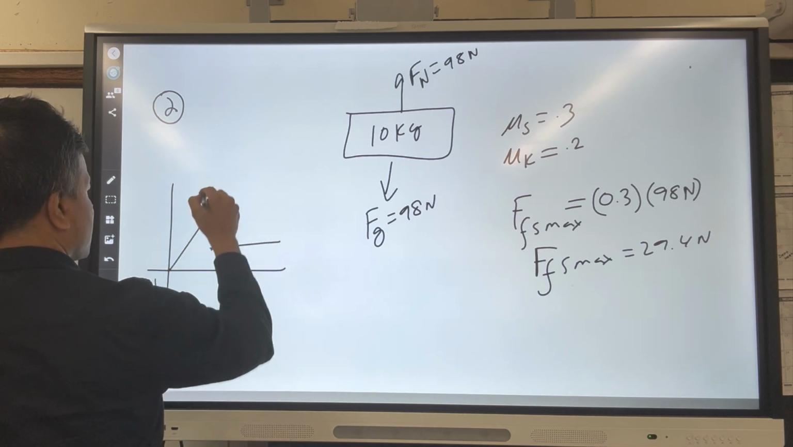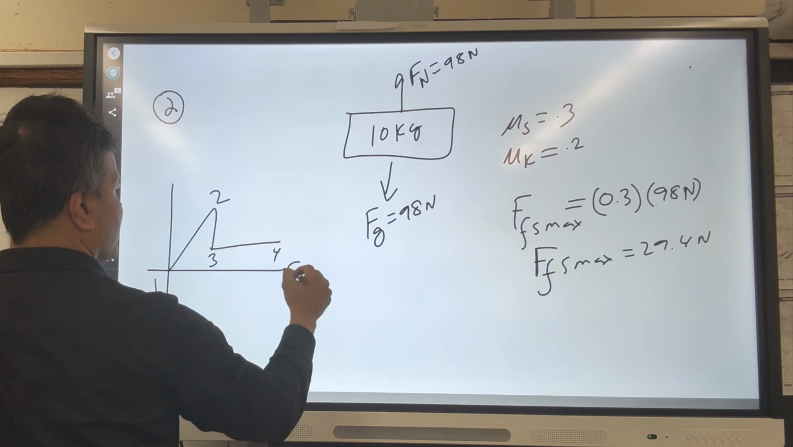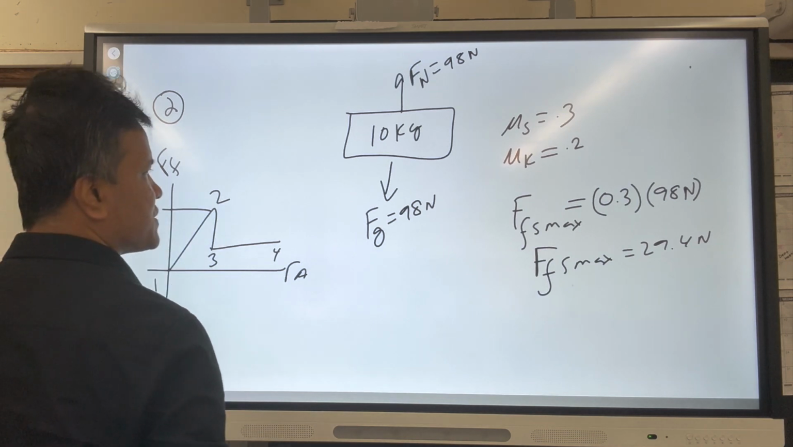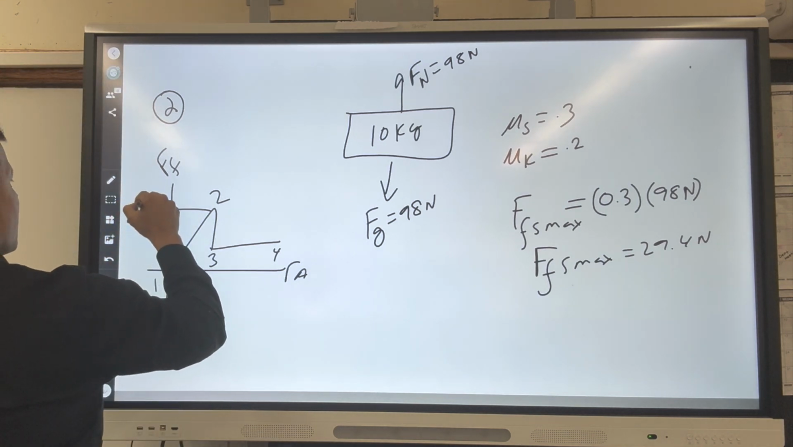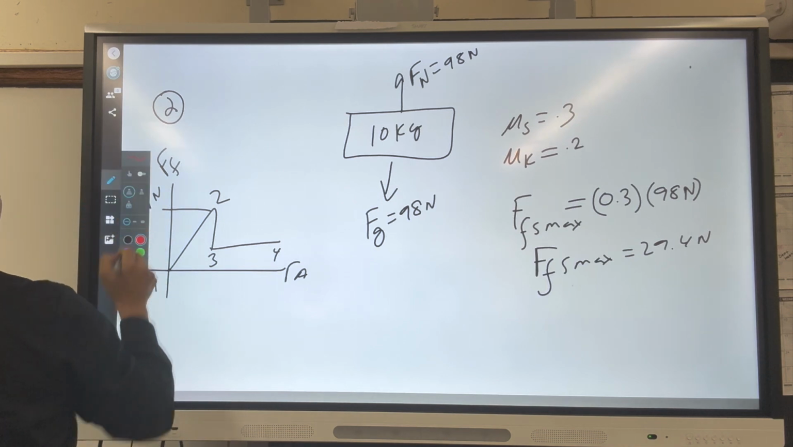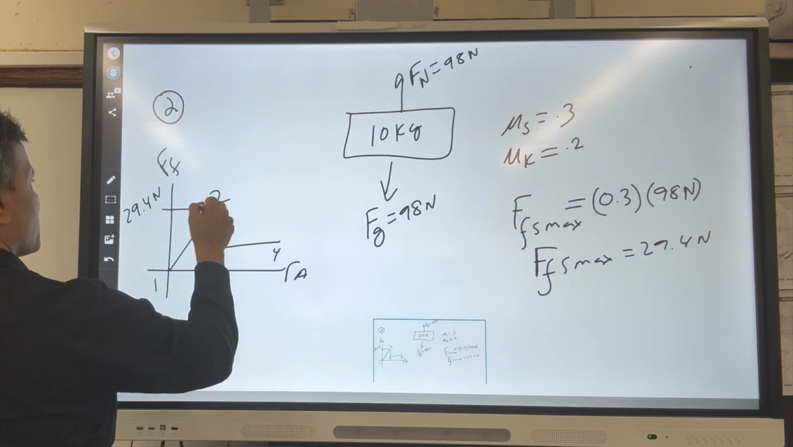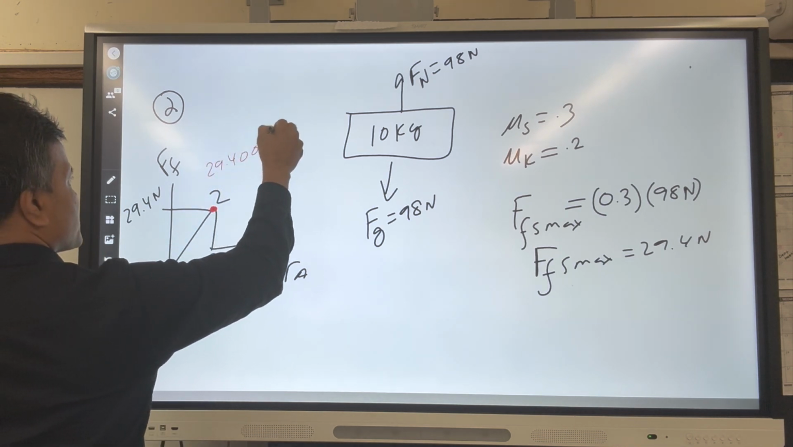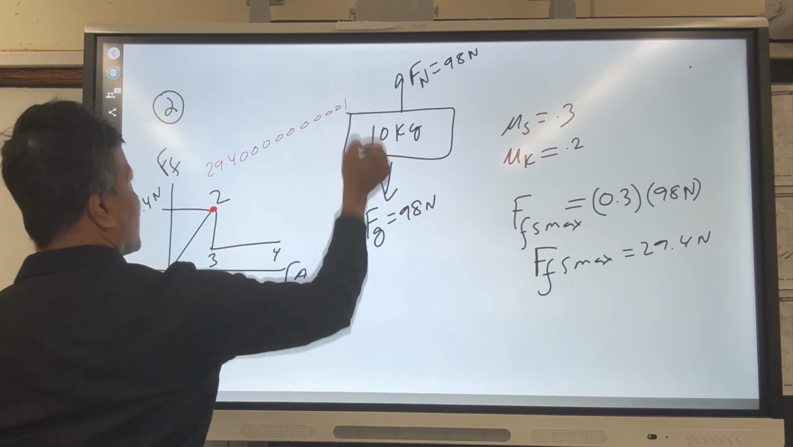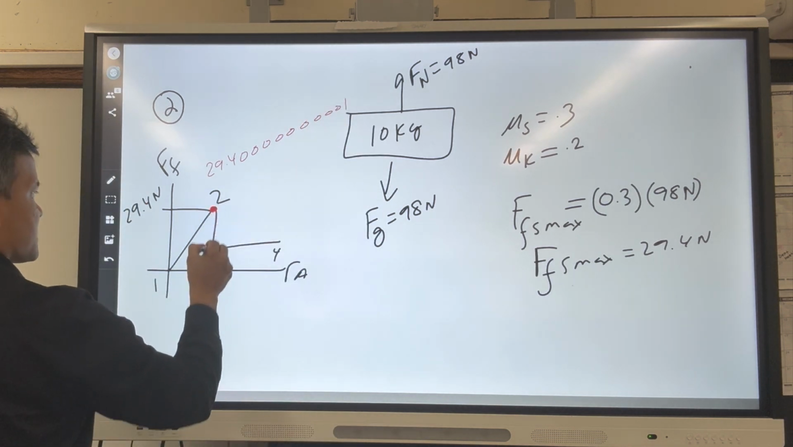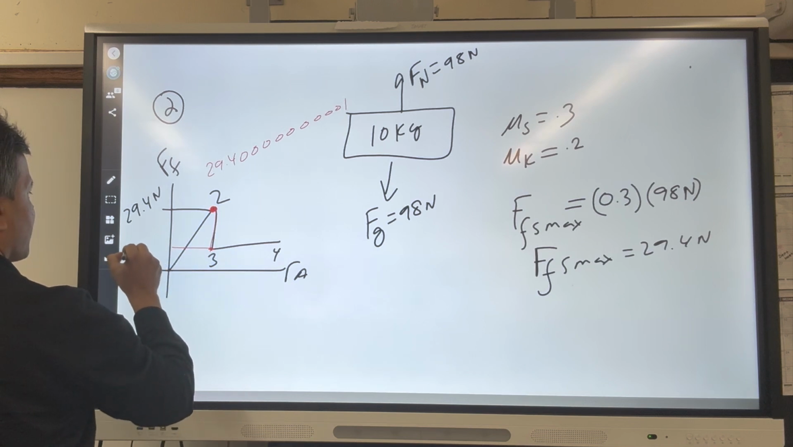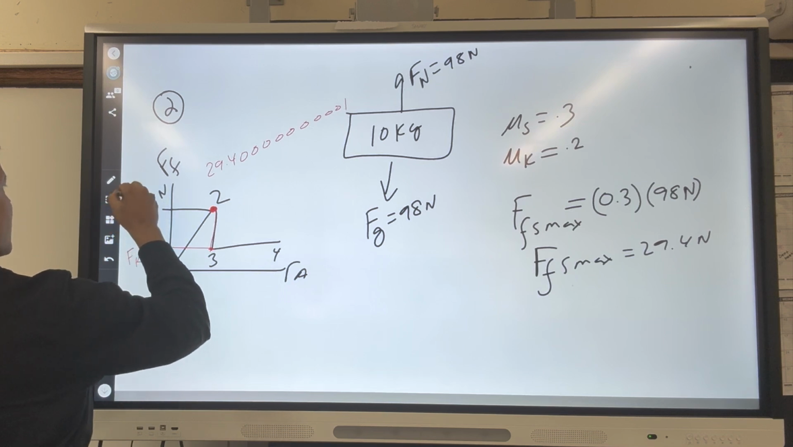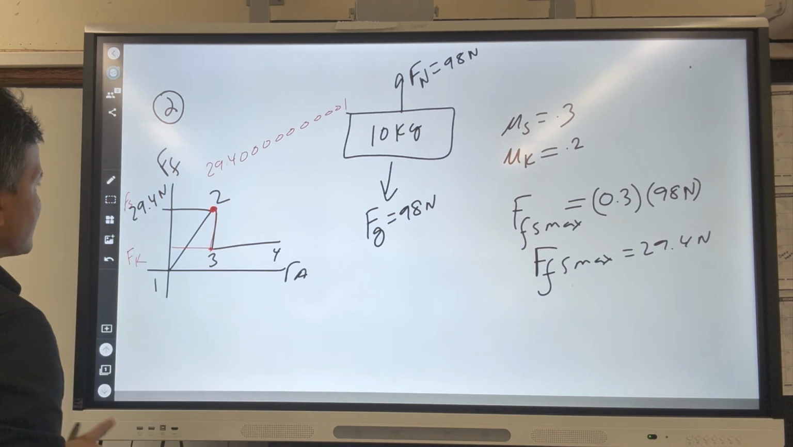Okay. So when you apply, this is location 1, this is location 2, 3, and 4. This is Fa. This is Ff. When you apply, this is how much? This is 29.4 Newton. Okay. So if you apply 29.4 Newton, what happened? Okay, a little bit more than 29.4, 0.0000000001. Then what happened? Then it becomes kinetic friction. Fk. This is no longer Fs. Then this is Fs. Okay, good. Then it becomes Fk.